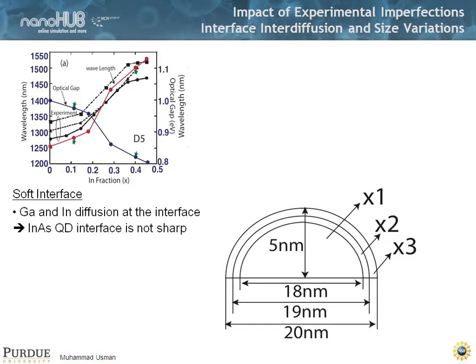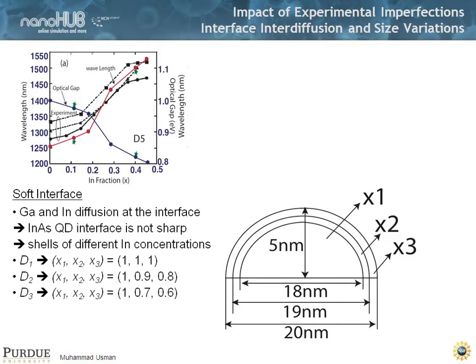But then we can relax the indium concentration in these outer shells to mimic how interface interdiffusion could change this thing. So we start with the ideal case that we had shown before of x1 equal x2 equal x3 of 1, 1, 1. And then we make it 1, .9, .8 and 1, .7, .6. So it's really getting more and more indium gallium arsenide-like, so we soften the interface, assuming that there is interface interdiffusion, that in the growth process it's not a perfect interface.